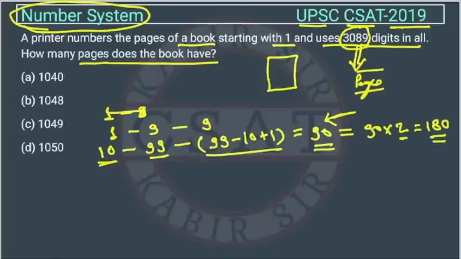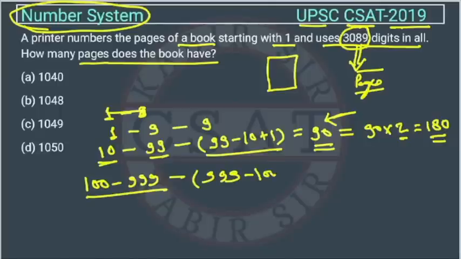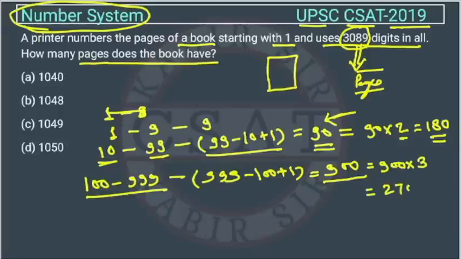Now similarly we will calculate from 100 to triple nine because these are three-digit numbers. So how many three-digit numbers are there? You can say triple nine minus 100 plus 1. So this will be 900. So these 900 numbers are of three digits, each is having three digits. So we will multiply because we have to calculate the total number of digits, right? So the printer will print 2700 digits for three-digit numbers.